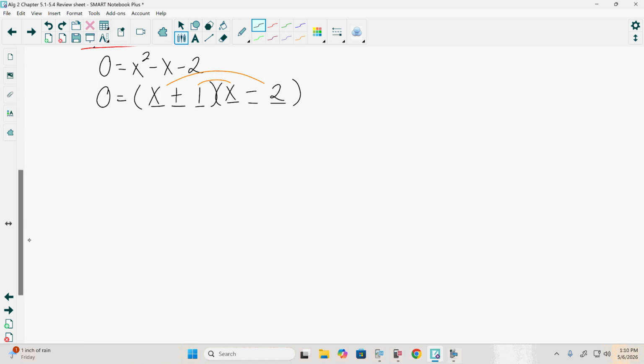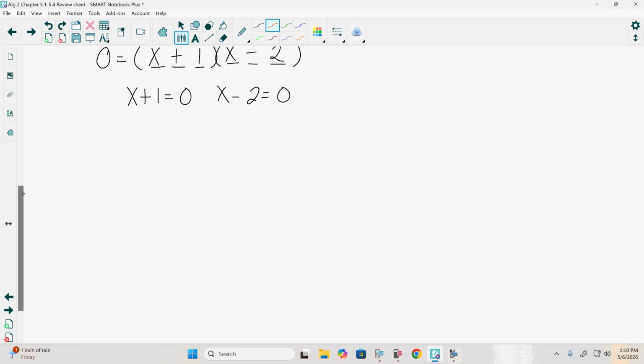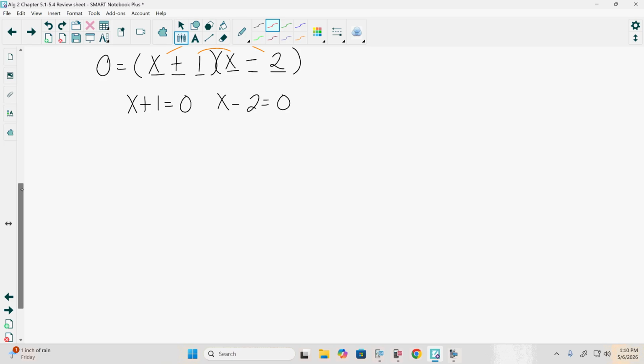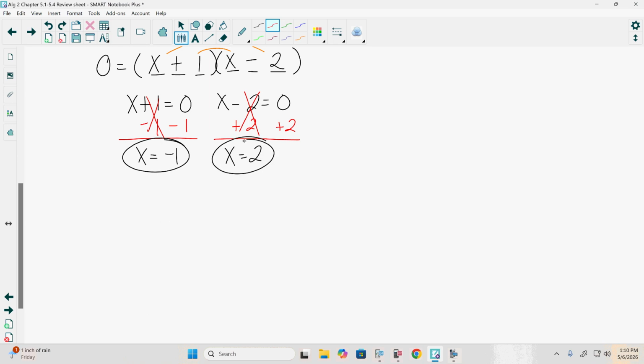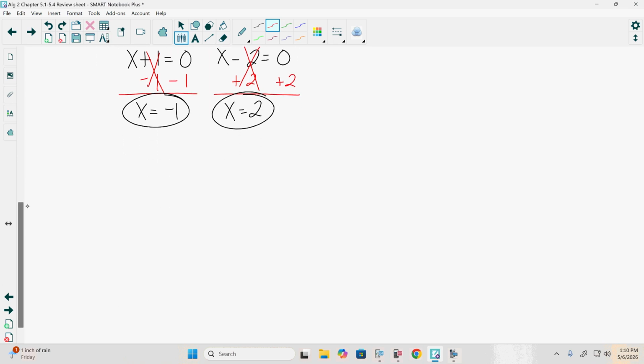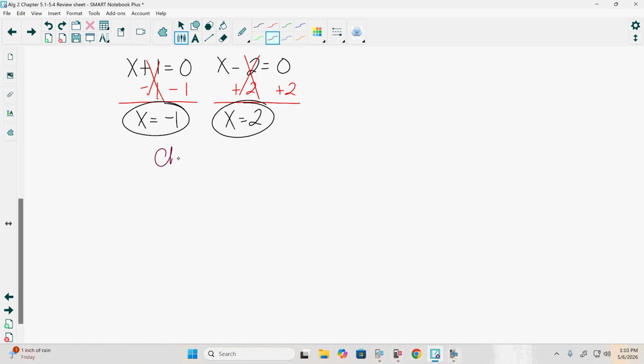Now we do have 2 things that multiply together to equal 0. And according to the zero product property, either x plus 1 is equal to 0 or x minus 2 is equal to 0. So we have to set both of those equal to 0 and solve. So for x plus 1, we would subtract 1, telling us x is equal to negative 1. For x minus 2, we would add 2, because our negative 2 plus 2 would simplify out, telling us x is equal to 2. And especially on these here where you're going to have to check.